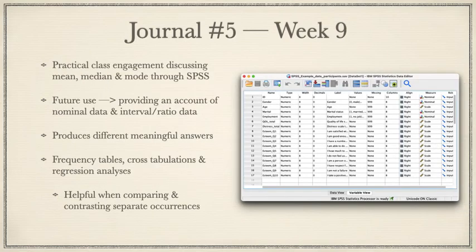Week 9's lab was very practical to me as it discussed mean, median, and mode. Knowing how to determine these is useful for future activities as it provides an account of nominal data and interval or ratio data in different ways to produce meaningful answers. Other functional methods discussed were frequency tables, cross-tabulations, and regression analyses. Such tools help researchers in comparing and contrasting different occurrences.